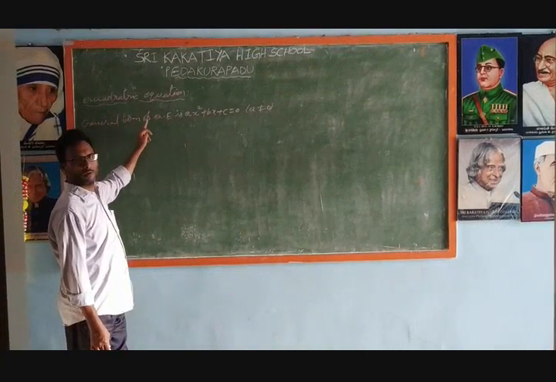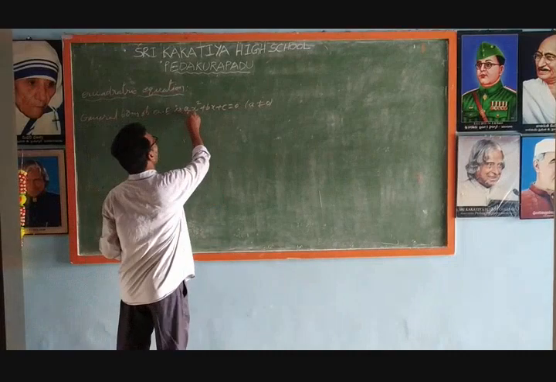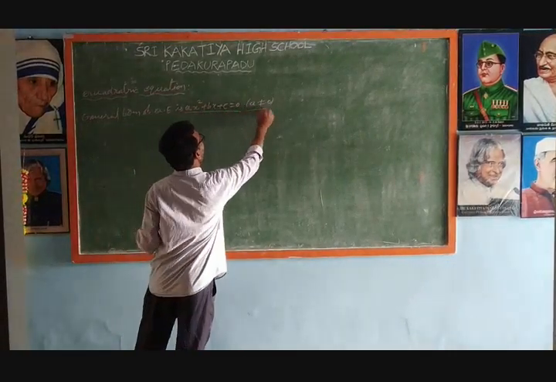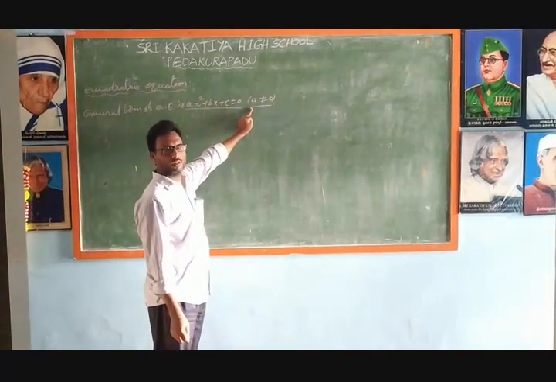What is the general form of a quadratic equation? The general form of a quadratic equation is ax square plus bx plus c, where a is not equal to 0. This is a very important condition. A is not equal to 0 is the condition.